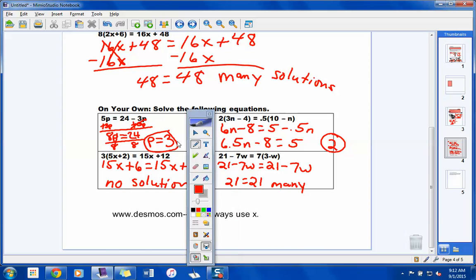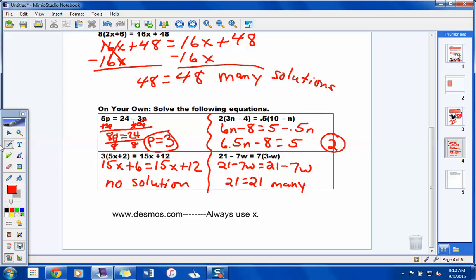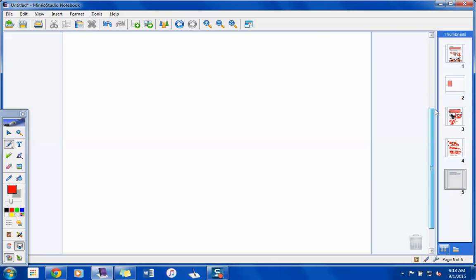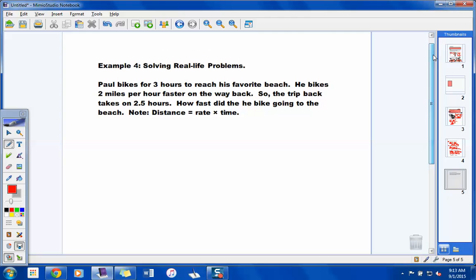You'll see a story problem pretty similar to this. Here's what it looks like, kids. This problem, when I wrote it last night, I kind of got to laughing about it. Paul bikes for 3 hours to reach his favorite beach. Hopefully there's a beach at the end of Ragby, right? 3 hours on a bike. I don't think my bottom can take it.